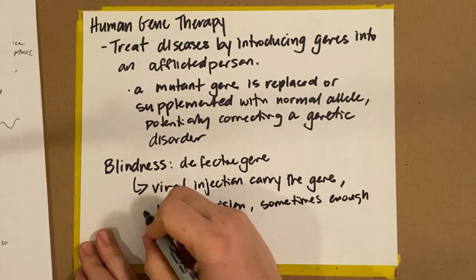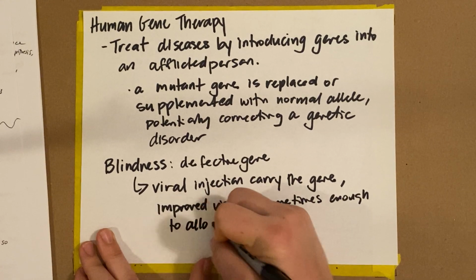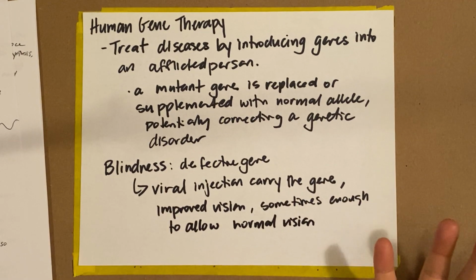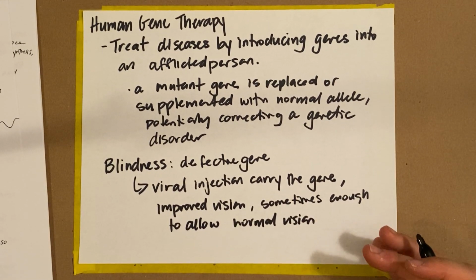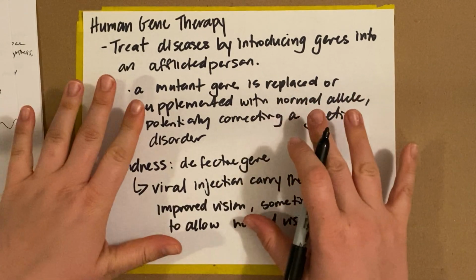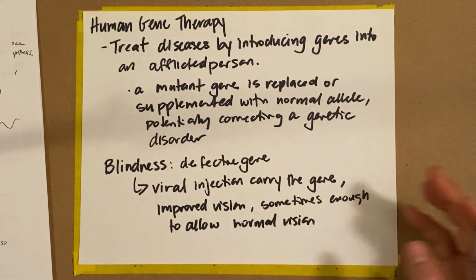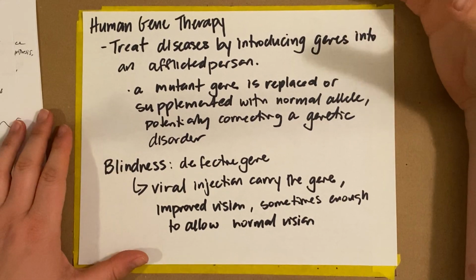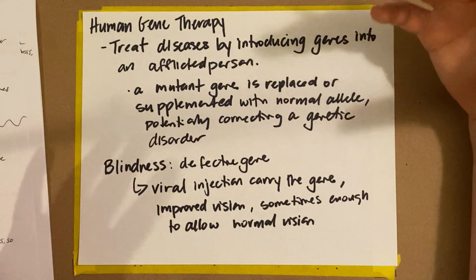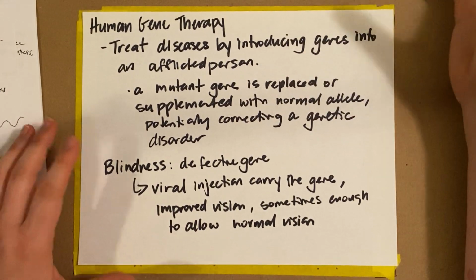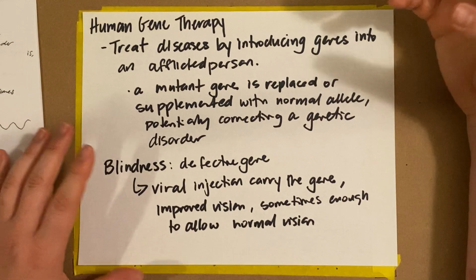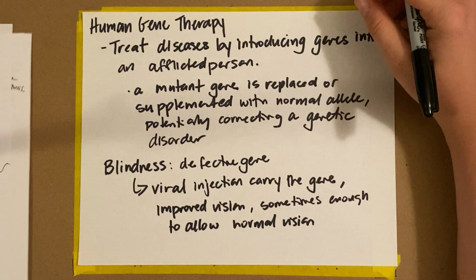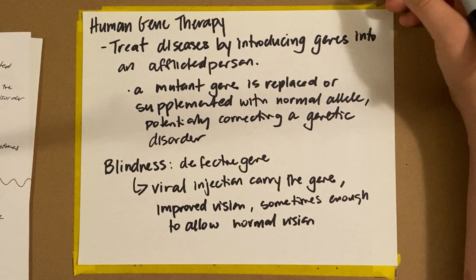Enough to allow normal vision. So that would be a very big success story, but there aren't a lot of those at this time. But these are the kind of things that, within our lifetimes, hopefully will be more and more successful, the more that we learn about how to do this in a way that is going to work, and which types of genetic disorders can be helped, which ones can't, and all these different mechanisms. So this is something that is very exciting and hopefully will lead to many advances within our lifetimes.